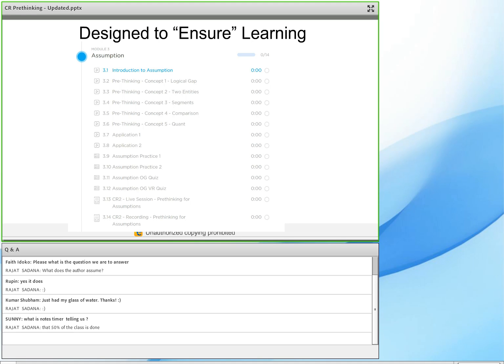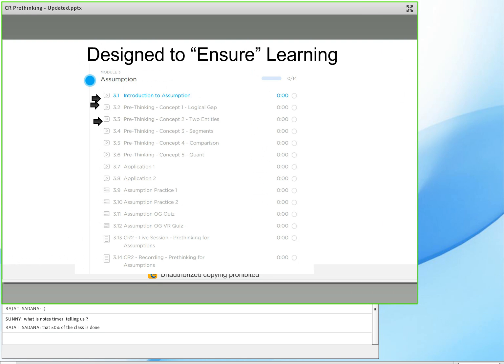Some of you are asking, is this something that you do in your paid part as well? Absolutely. In our paid part, we do much more. What you see over here is we start with that introduction to assumption, we do the logical gap, we see assumption applied to all kinds of argument structures. So the beauty of this is when you go through logical two entities, segments, comparison, and quant kind of arguments, you will have understood how to read, how to comprehend all kinds of arguments with all kinds of conclusions.